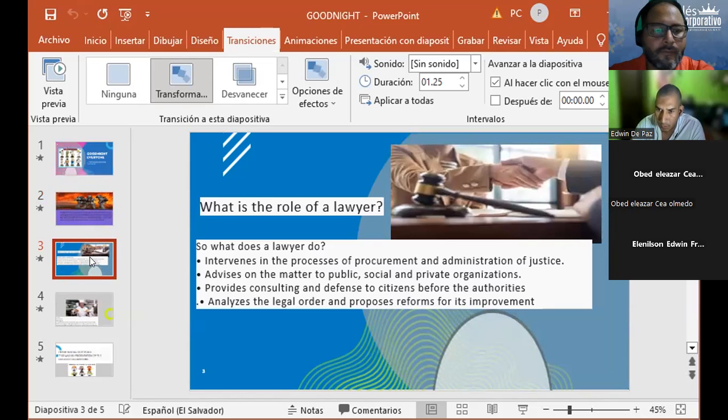So what does a lawyer do? Intervene in the process of the procurement and administration of justice, advise and represent public, social, and private organizations, provide prior consulting and defense of clients before the authorities, analyze the legal order, the process, reform, and policy improvement.